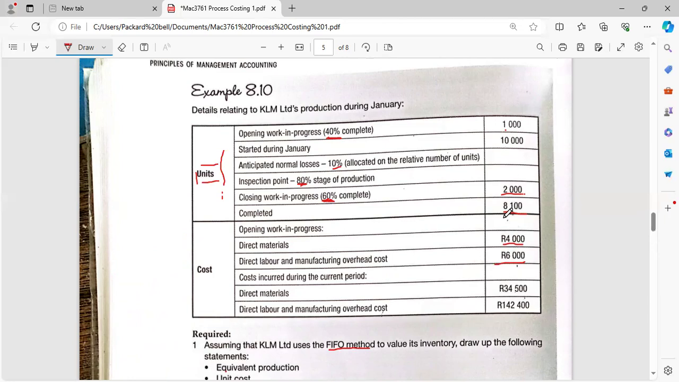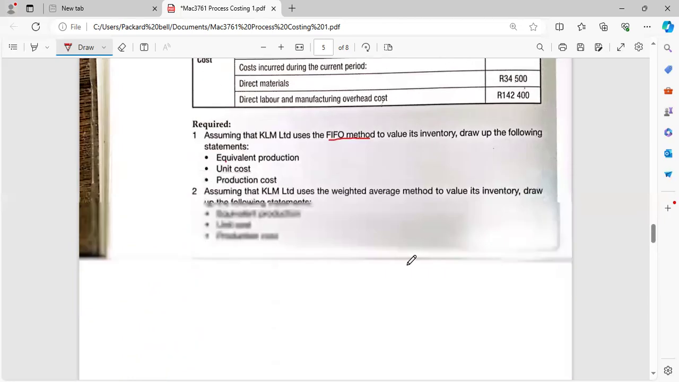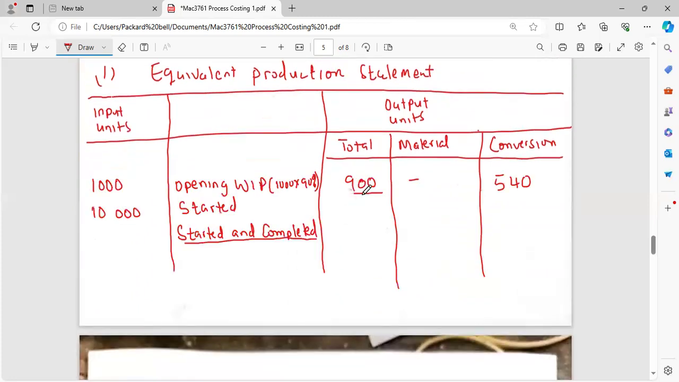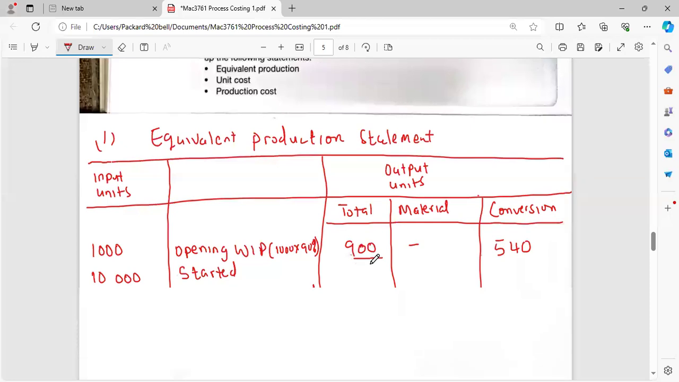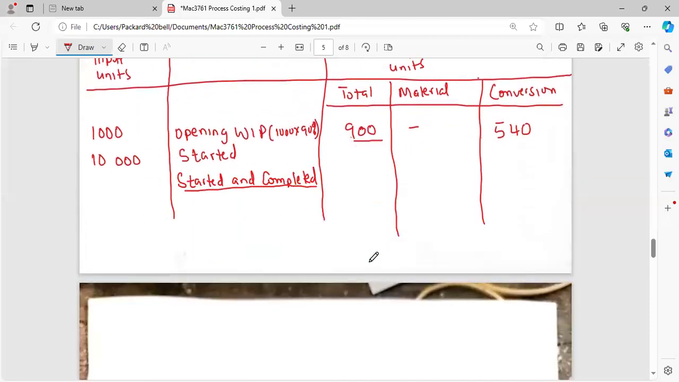So we cannot combine all of them because we are using FIFO here. We have already separated the 900. So the started and completed, we should now subtract from the total that was completed, which is 8,100. We are now going to subtract 8,100 minus 900. Those are the ones that were started during the year, remember we're using FIFO, and completed. So how many are we going to have there on the started and completed? 8,100 minus 900. We are going to have 7,200 here.